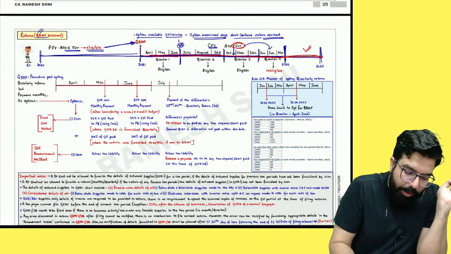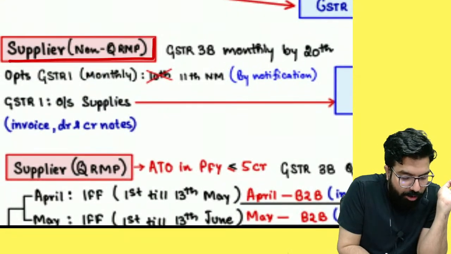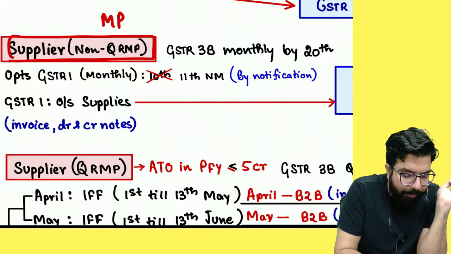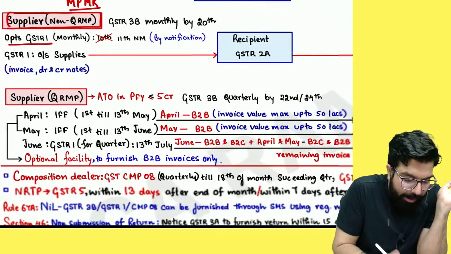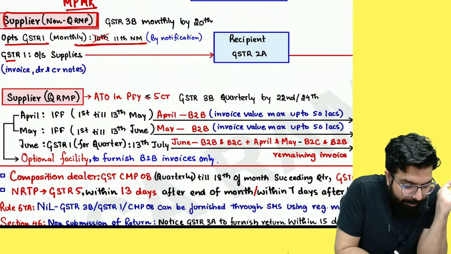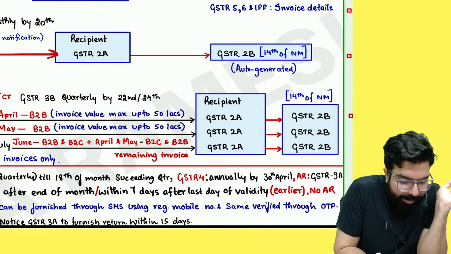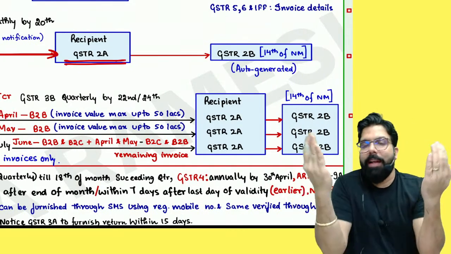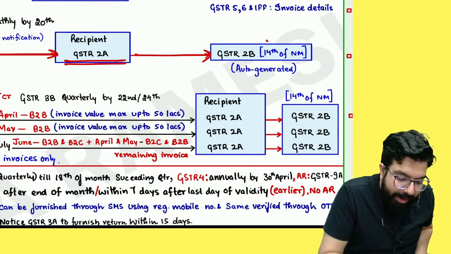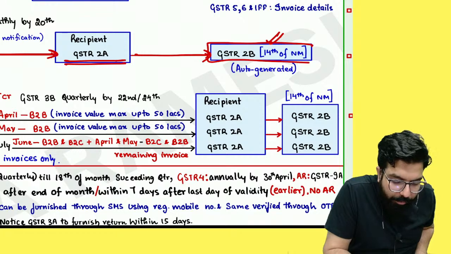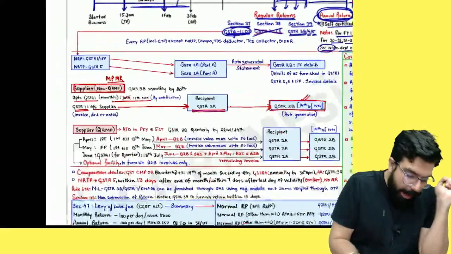Next. Sir, people who are not QRMP, who are under the monthly payment, monthly return scheme, they file their GSTR 1 by what date, everyone? 11. Every month they will file their GSTR 1. It will go to the front party's GSTR 2A, and then from GSTR 2A what gets created, everyone? GSTR 2B. GSTR 2B gets created on what date? 14. And on the basis of GSTR 2B, can I take the credit? Yes.